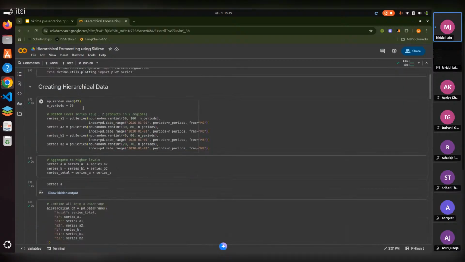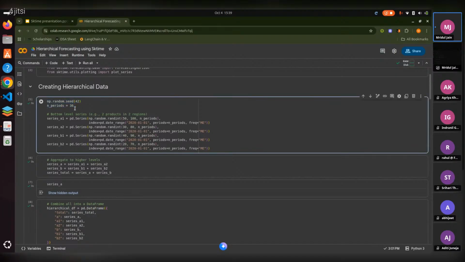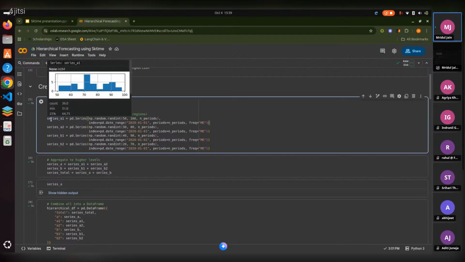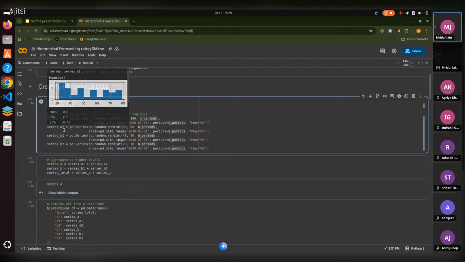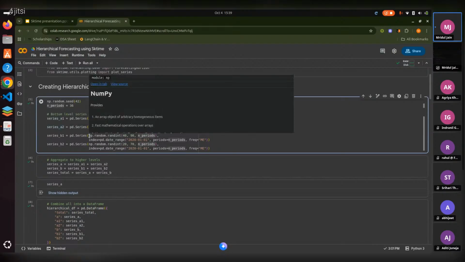The data is basically manually created just to get a feel of how hierarchical data looks. So as you can see, the number of periods is 36, and we are first creating the A1 series data. That means we are using the multi-index in pandas, and we are having a range of dates, right? Similarly, we have the A2 level, the series A2 dataset, the series B1, and the series B2.